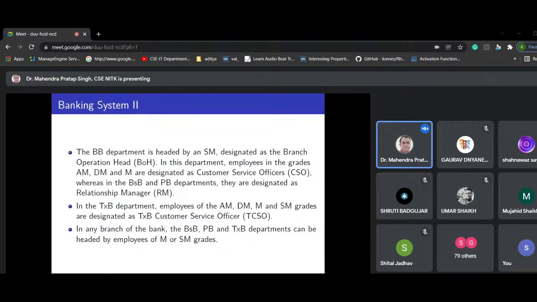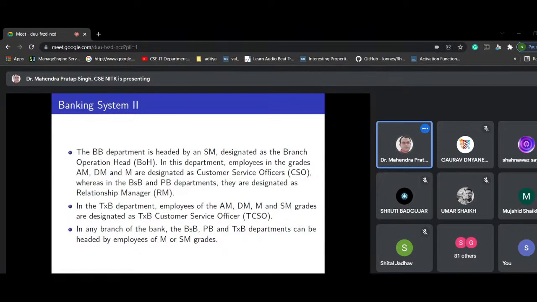And the customer service officer word is known to you all. If you go to maybe the public sector bank and the private sector bank, you may see a big board when you enter any branch, customer service officer. Fine. But again, the customer service officers are of various grades. So you may find customer service officer of AM, DM, and M grade in the branch banking department, whereas the relationship manager of AM, DM, and M grade in the business banking and the priority banking departments.